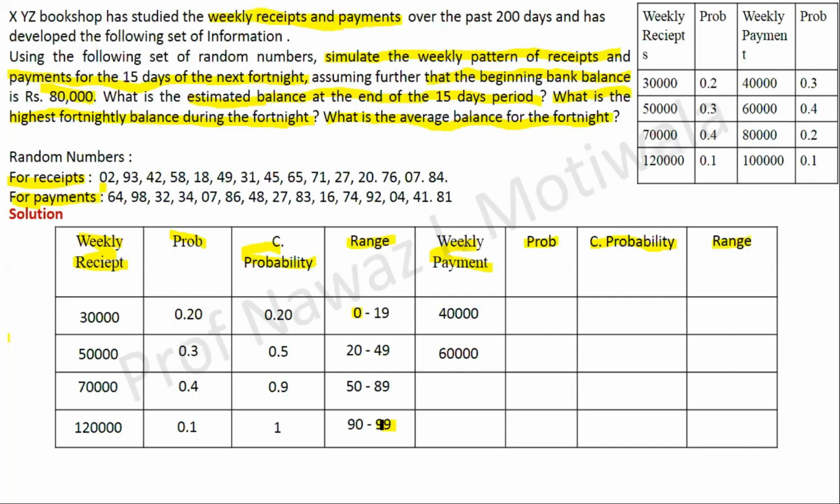So weekly payments were given in the question as 40,000, 60,000, 80,000 and 1 lakh, and the probabilities given were 0.3, 0.4, 0.2 and 0.1. So start with the cumulative probability. Sir, 0.3, 0.7, 0.9, 1. Go for range.